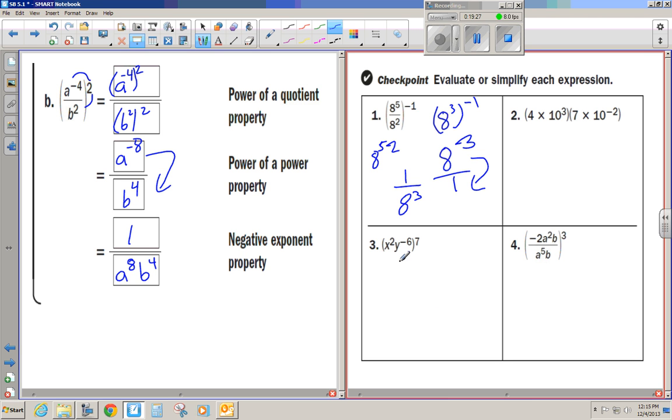I'm going to jump down to number 3. We'll do the scientific notation one later. Jump down to number 3, distribute.